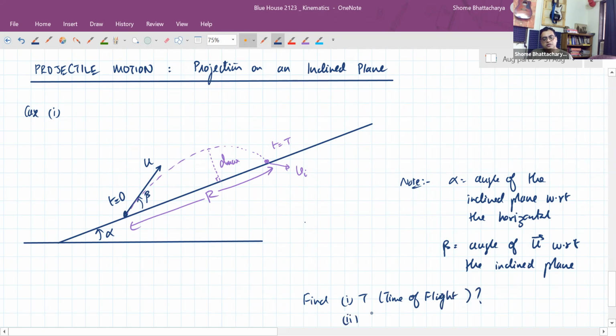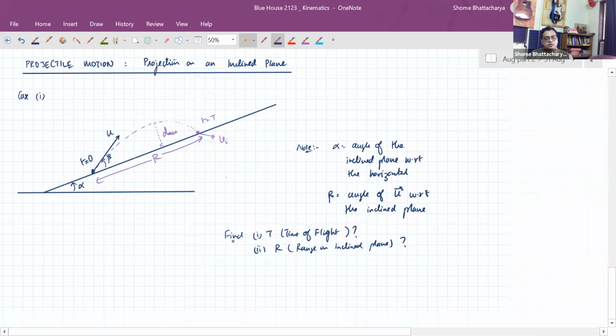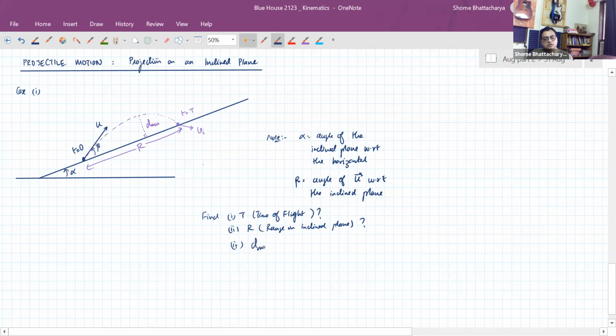We want to find the range on the inclined plane, not the horizontal range. So we can't use the horizontal range formula anymore. We also want to find this, which is the maximum distance from the inclined surface, not from the ground below, during this projectile motion. Okay.